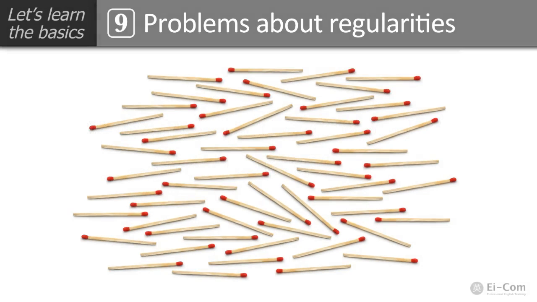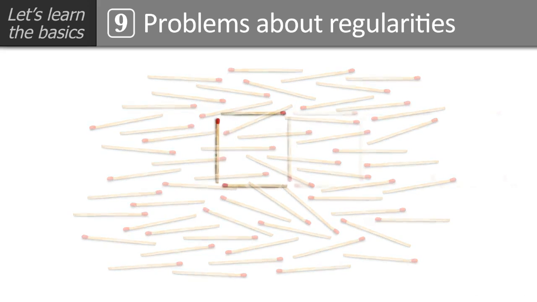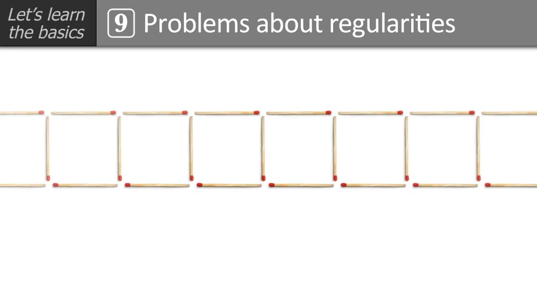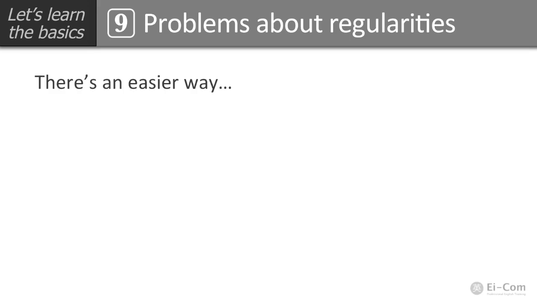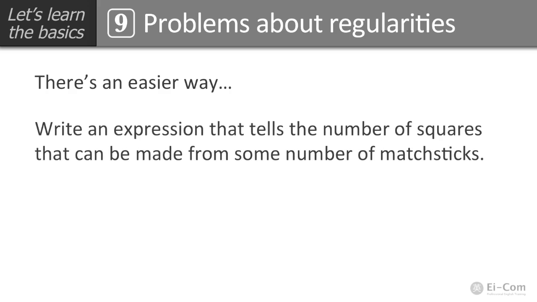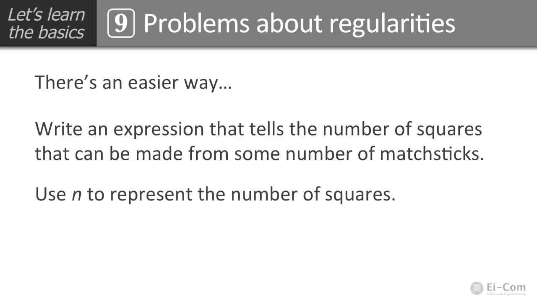Well, here are 58 matchsticks. One way to find the answer would be to arrange the matchsticks into a long line of squares and then count the total number of squares. That will work, but it will take a lot of time. There's an easier way. First, we will need to write an expression that tells the number of squares that can be made from some number of matchsticks. Use n to represent the number of squares.